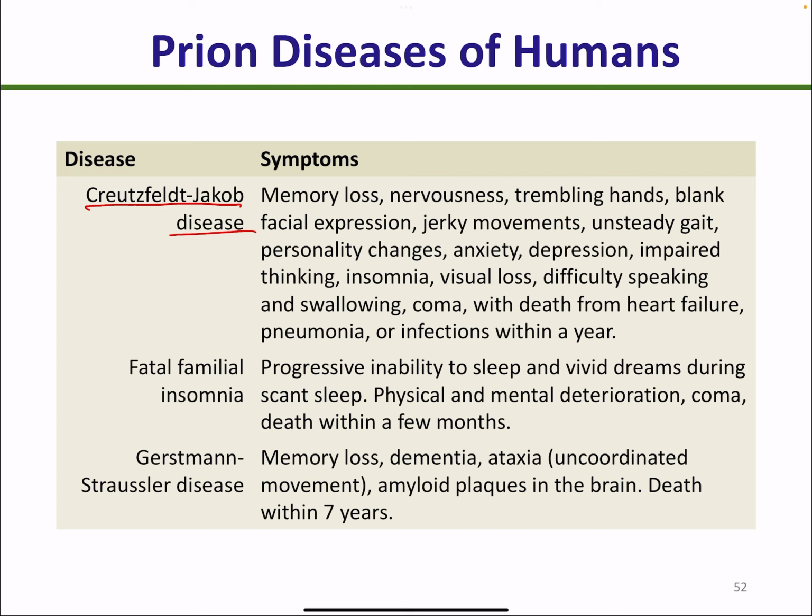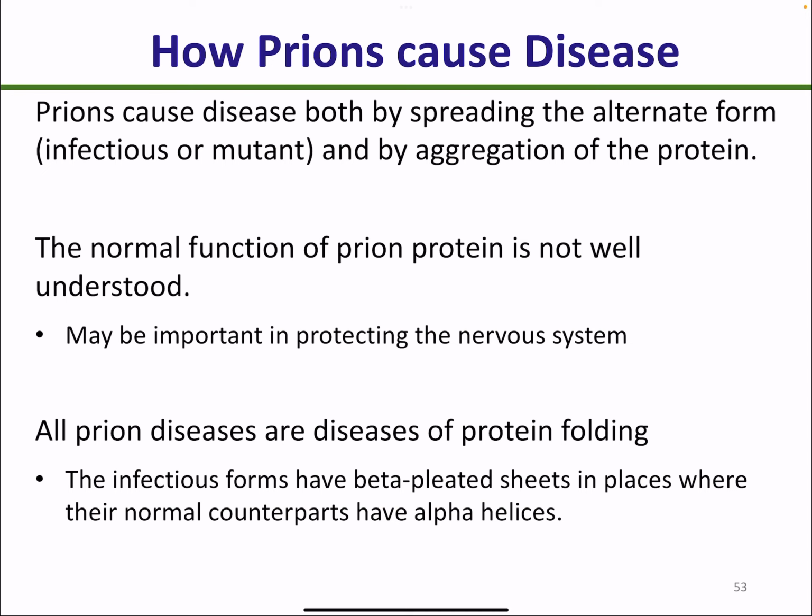Okay, so in a human, the Creutzfeldt-Jakob disease is basically the equivalent of the bovine spongiform encephalopathy, right? Another prion disease is the familial insomnia and the Gerstmann-Sträussler disease. I'm not going to bug you with the details of the diseases. What I want you to remember is that the prion diseases are caused by misfolded proteins. Okay?